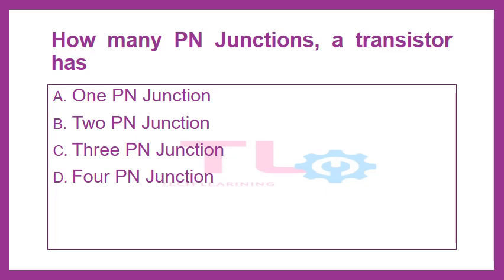How many p-n junctions does a transistor have? Option A, 1 p-n junction. Option B, 2 p-n junctions. Option C, 3 p-n junctions. Or option D, 4 p-n junctions. And the answer is 2 p-n junctions.